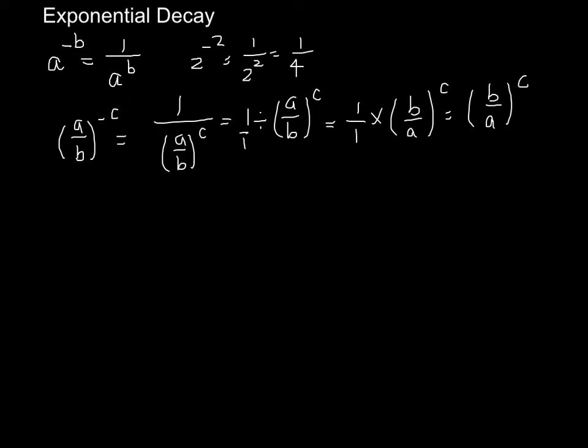So I can write a fraction like a over b exponent negative c as b over a exponent positive c. And as usual, a and b cannot be 0, and c has to be a natural number.